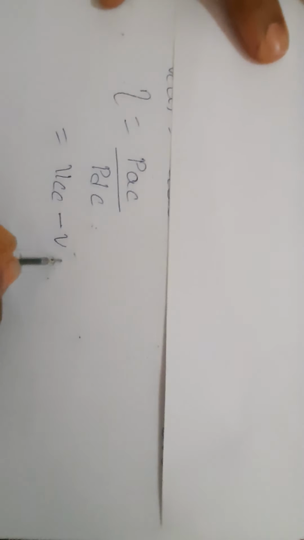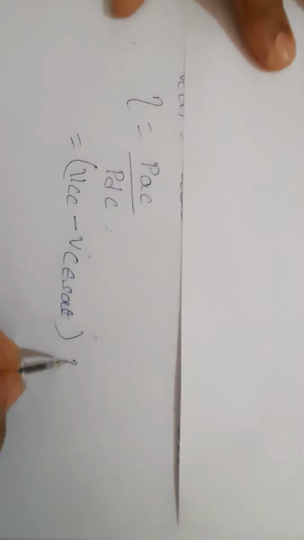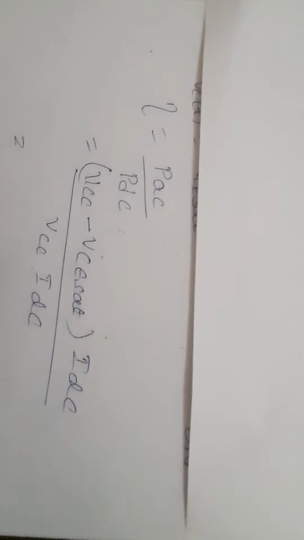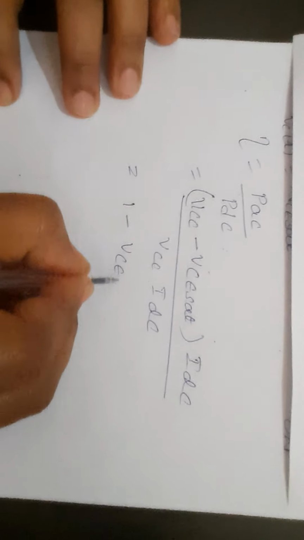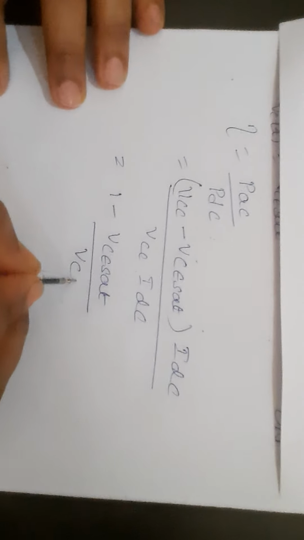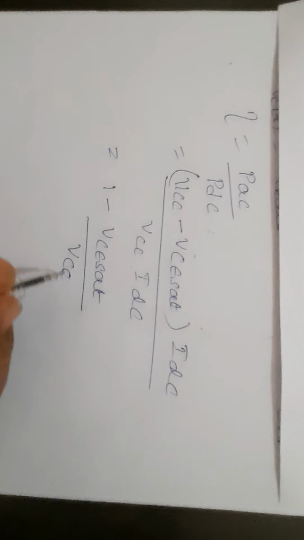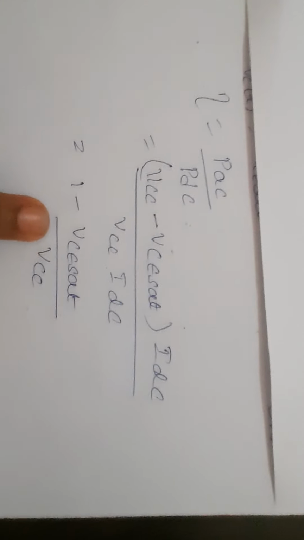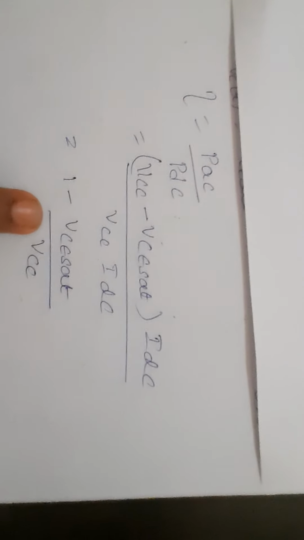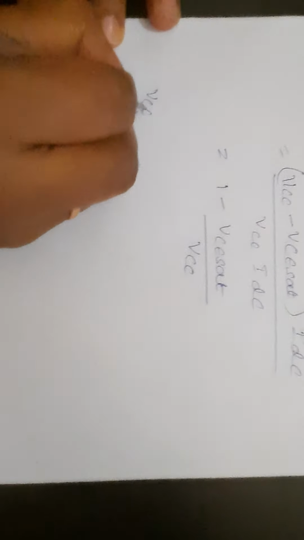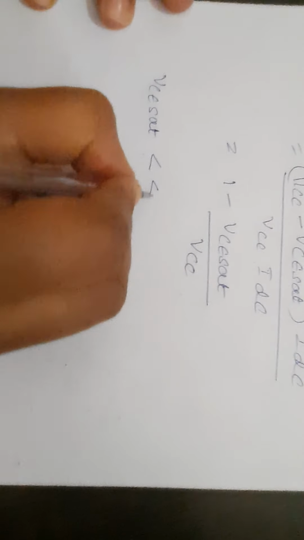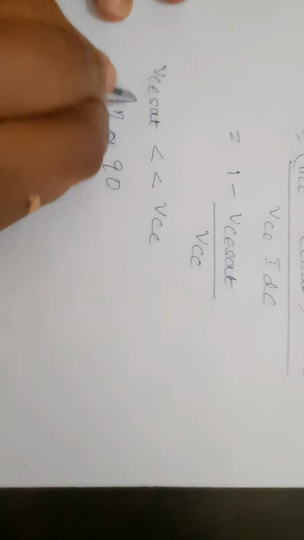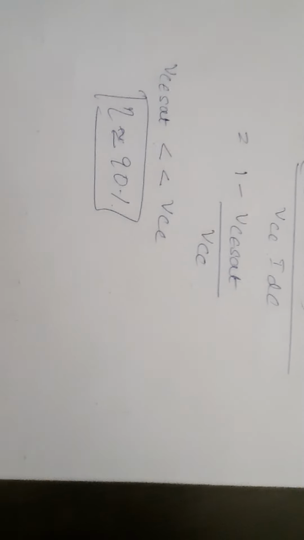PAC is (VCC minus VCE saturation) into IDC, divided by PDC, which is VCC into IDC. If we simplify, we get 1 minus VCE saturation by VCC. As VCE saturation is very small compared to VCC, the efficiency of the Class A amplifier is very high. It can achieve approximately 90%. This is Class C amplifier.